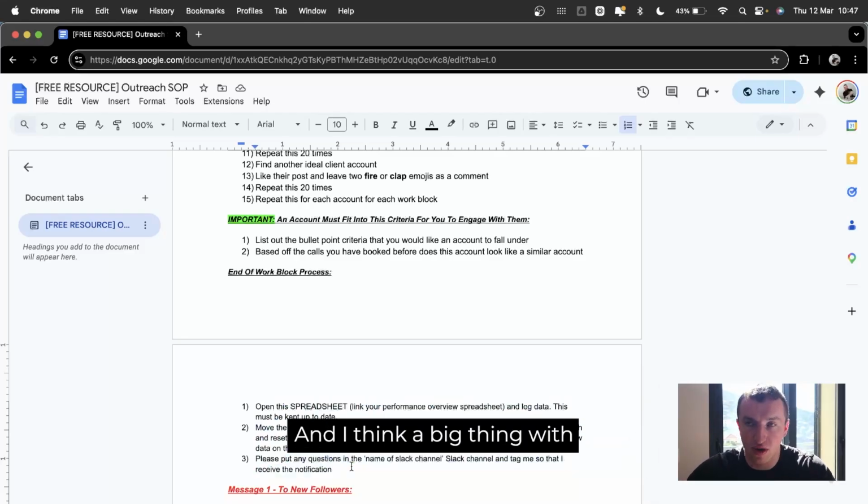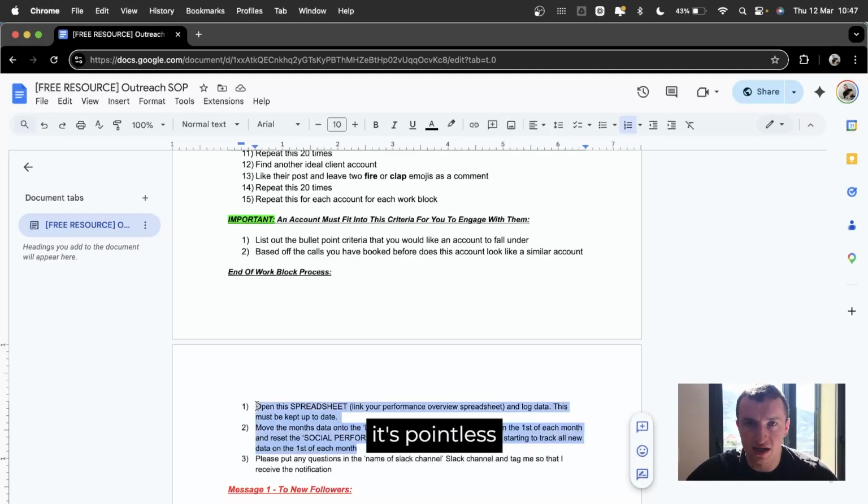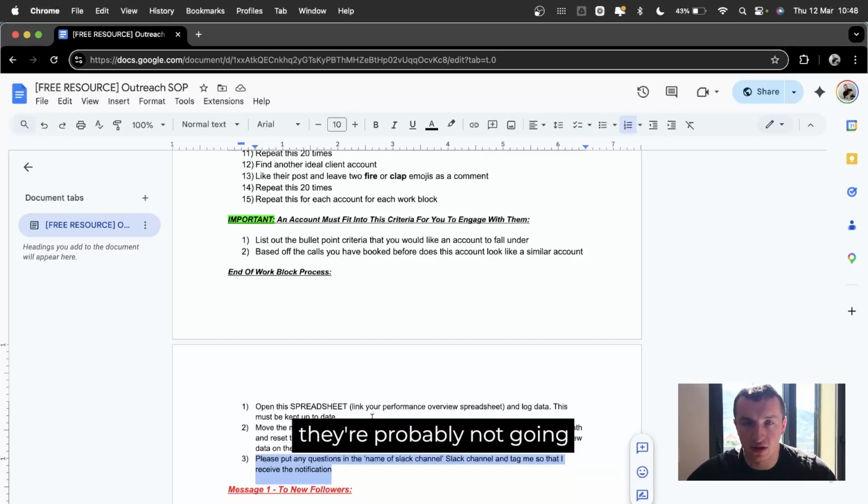And I think a big thing with this is when you've got a staff member in this role, you need to make sure that one, you're looking at the data. When the data gets tracked, it's pointless just having data if you're not going to read it. So we want to review that data every day. And any questions that they have, we want them to feel able to flag it and not just sit on it, because if they sit on it, they're probably not going to do a good job because they're probably going to be answering wrong.